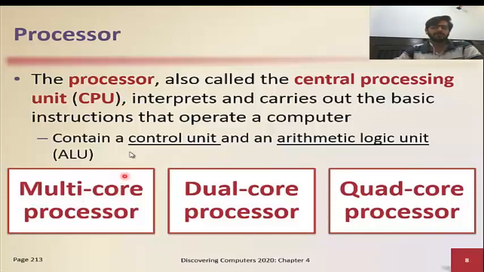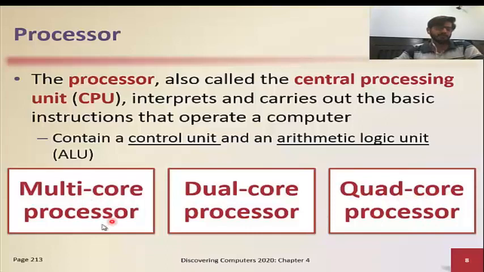But if I combine the two processors together, that becomes a dual core processor, which means we have two processors integrated in the same chip. So they are categorized as a dual core processor. And similarly we have a quad core processor. It means we have four processors with the same capacity integrated in a single chip. So they are categorized as a quad core processor.